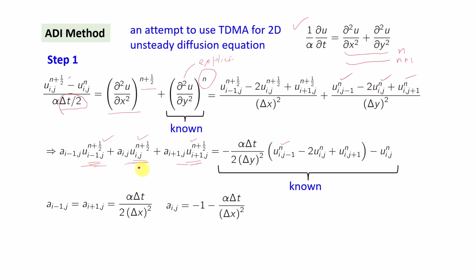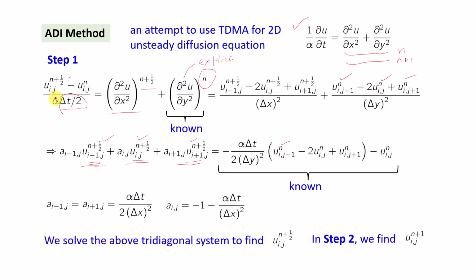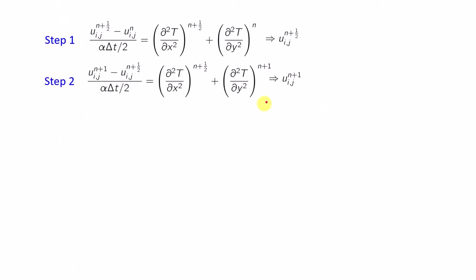So this will become a tridiagonal matrix. If I solve this tridiagonal matrix, what I will get is u at n plus 1 by 2 for all ij's. My solution is incomplete, because what I want is u ij at the n plus 1th time level. So now I will go to step 2. In step 2, I will solve u n plus 1 ij minus u ij n plus half, divided by delta t by 2, because I am going from this half step to the full step, n plus half to n plus 1. So once again I am going a half time step.